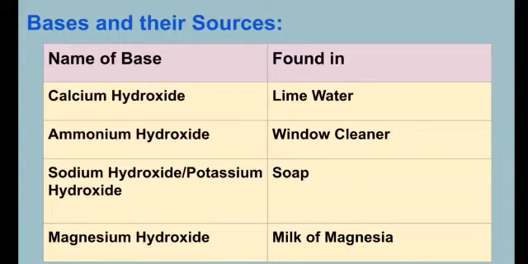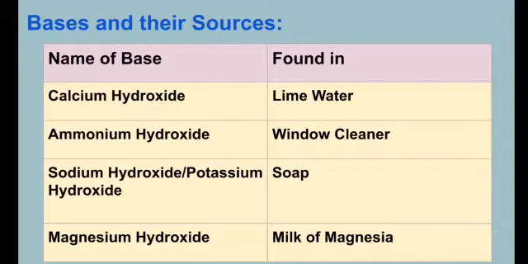Bases are further divided into two groups: strong base and weak base. A strong base is always corrosive in nature. What is the meaning of corrosive? Do you know? It can burn our skin. That is why it is corrosive in nature. And a weak base is non-corrosive. It cannot burn our skin.